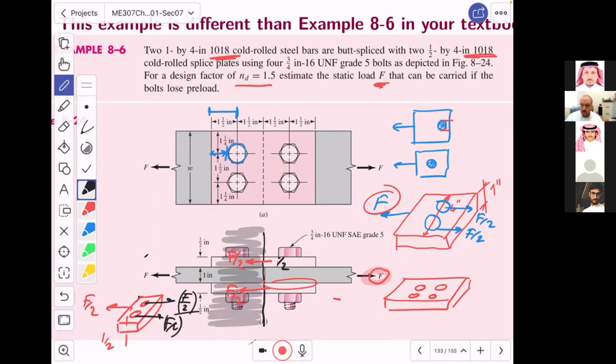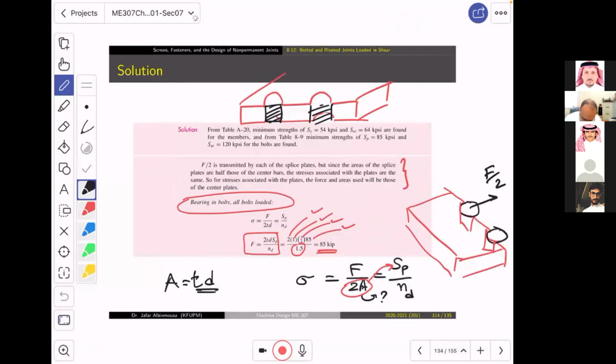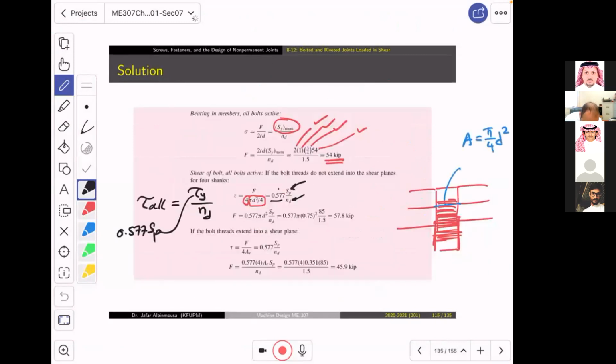And you will end up with F over 4. So the half, you will divide it by 2, and it will become F over 4. And that's why here we have F over 4. Now, to save time before the class finishes, we do this twice in here, just to show you the exercise. One time, ya shabab, we use the area as the shank area.